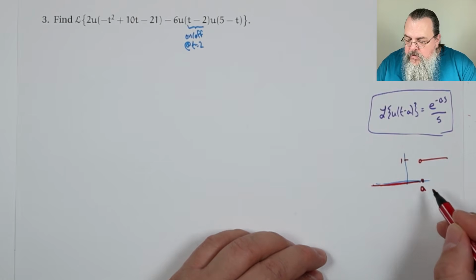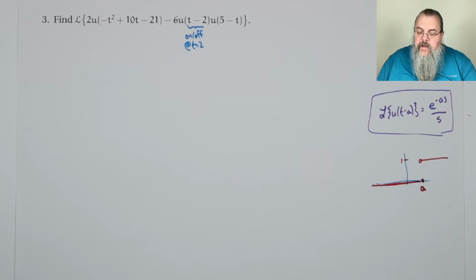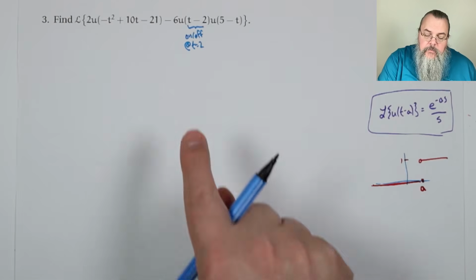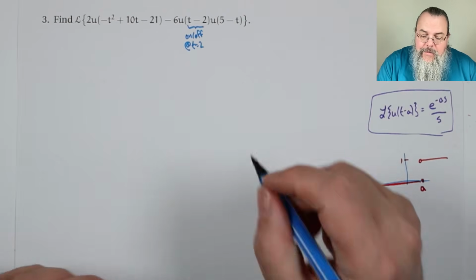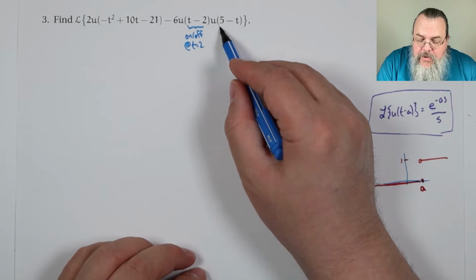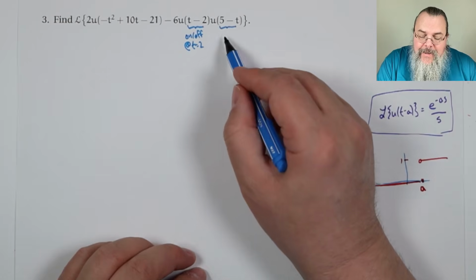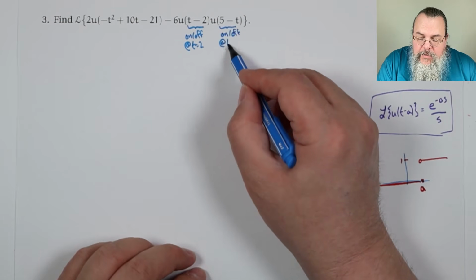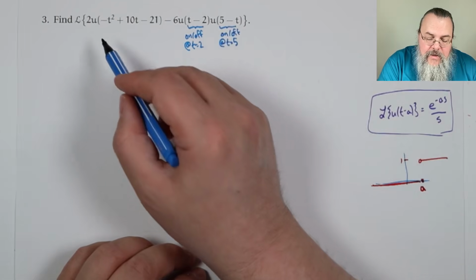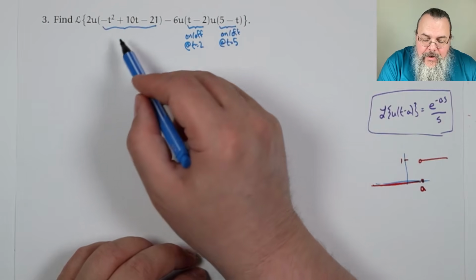So you're switching behavior. All right, so find out where the inside is 0. That says where you flip your switch. How about here? 5 minus t. Where do we turn on or off? That happens at t equals 5.